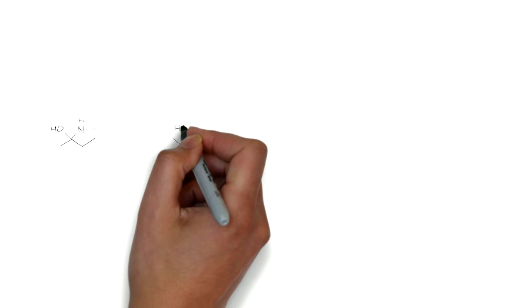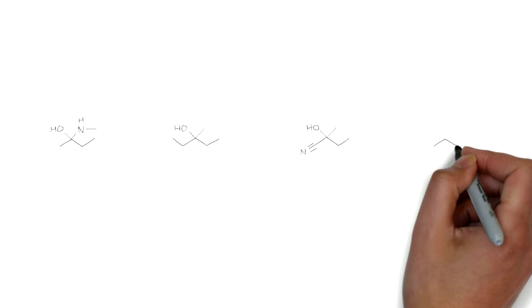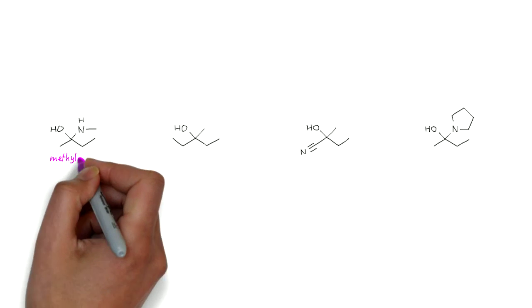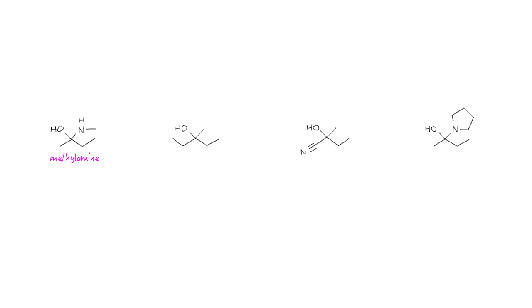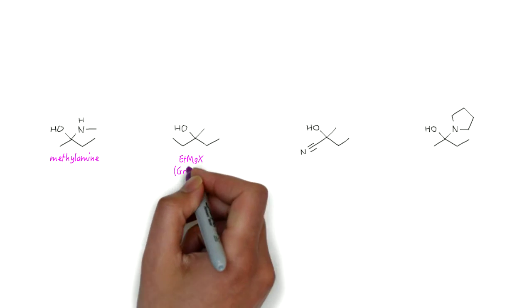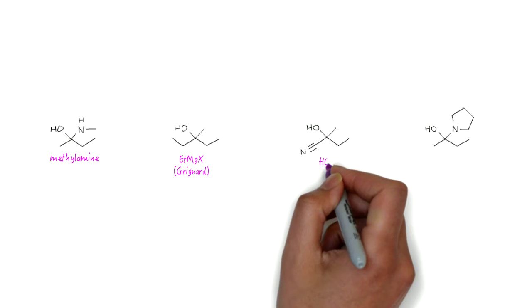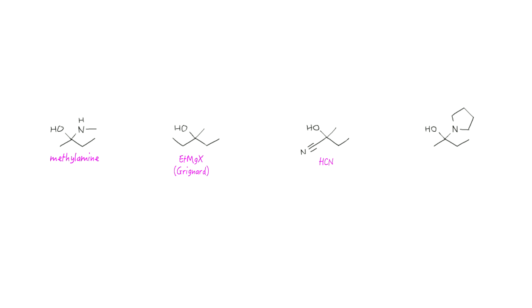In this case, where we've formed tetrahedral intermediates from 2-butanone, this one on the left corresponds to attack of methylamine. And since this one has all carbons, that must be formed from the Grignard. The next one is formed from hydrogen cyanide, very good. And the last one is from pyrrolidine.